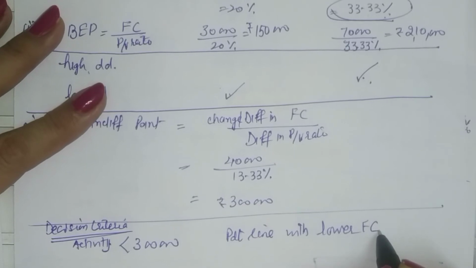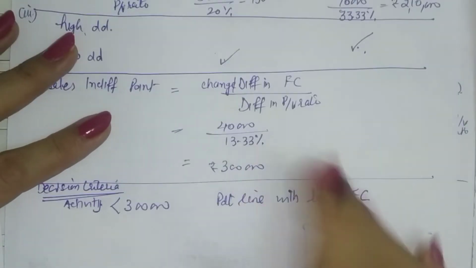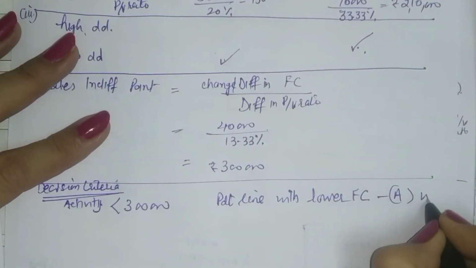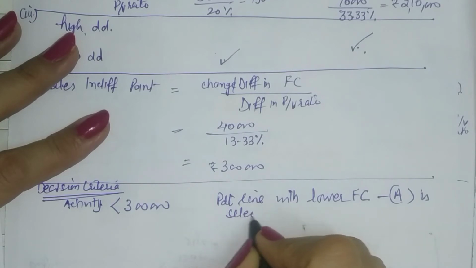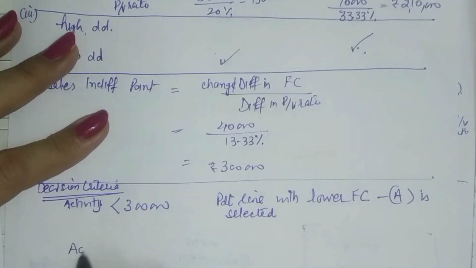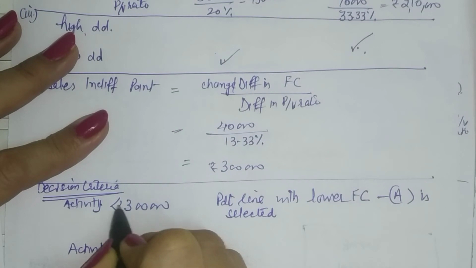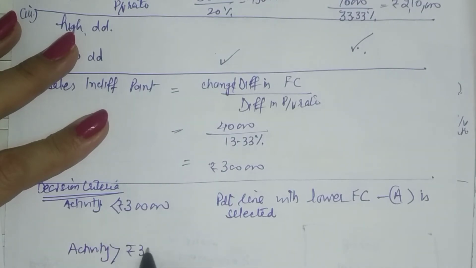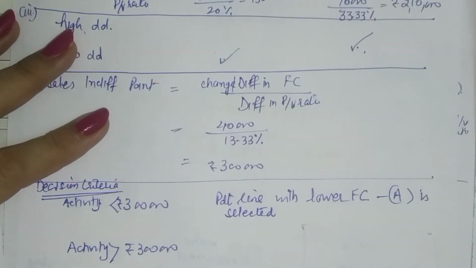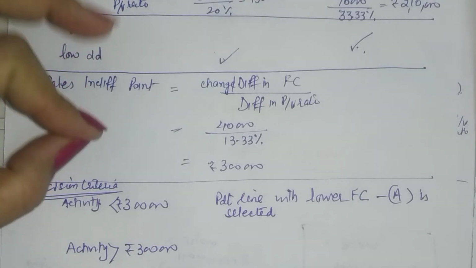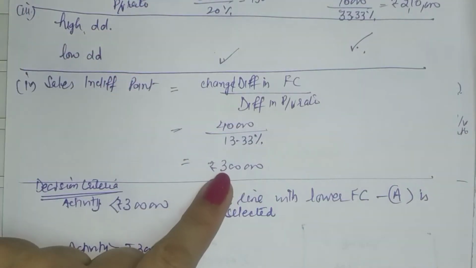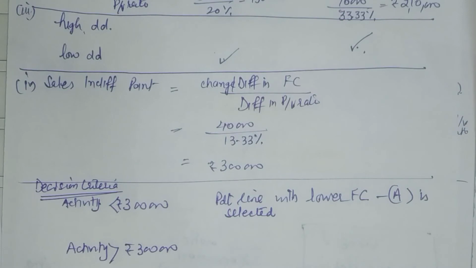That is A is chosen. Okay. And in case the activity level is above 3 lakh. Why do we say this? Above 3 lakh will imply that you have covered all the cost and you are at the same level of profit. At this level, both the product lines are giving the same profit, and you can calculate that also.